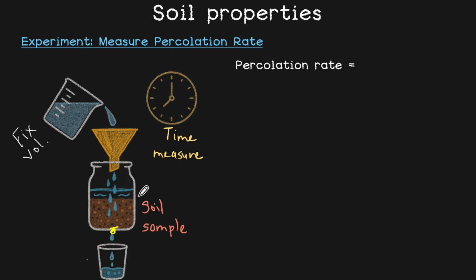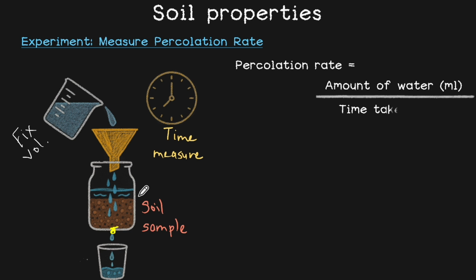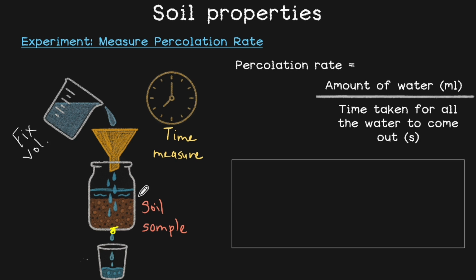Now, to measure the percolation rate, all you have to do is take the amount of water, which is why I asked you to take a fixed amount of water in ml, and divide it by the time taken for all the water to come out, which you will count in seconds. So what you will get is the percolation rate in milliliters per second. You can conduct this for any number of soil samples. You can try it with different types of soils.